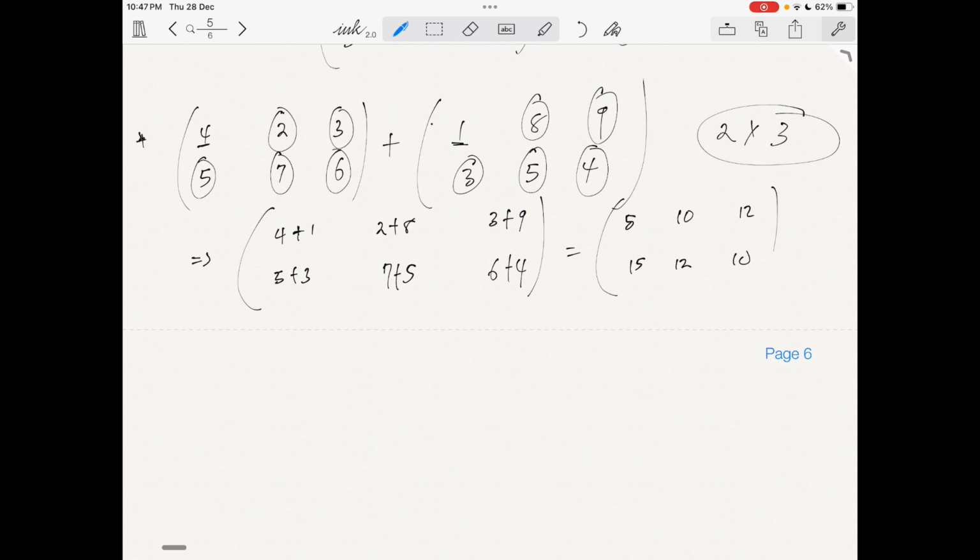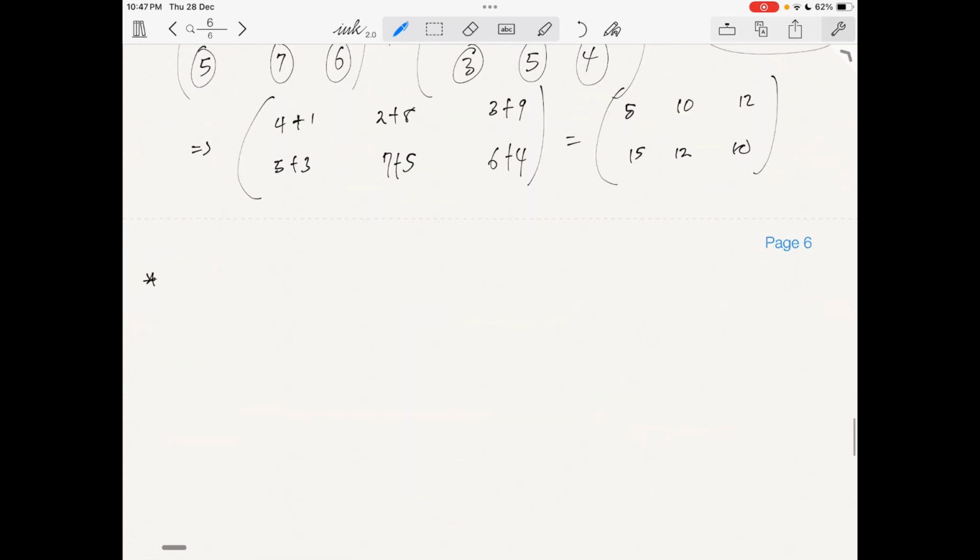Now let's pick a final example of addition and subtraction of matrices. Let's say we have a 3 by 3 matrix on which we want to perform a subtraction operation. Let's say 8, 3, 6, 5, 2, 7, 1, 0, 4, and we want to subtract 1, 2, 3, 4, 5, 6, and 7, 8, 9 from it.